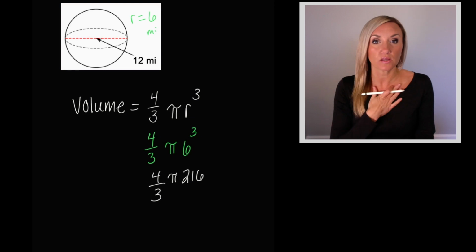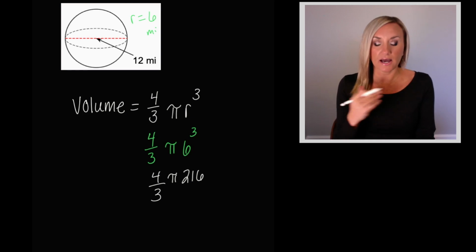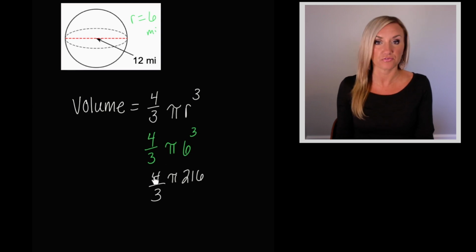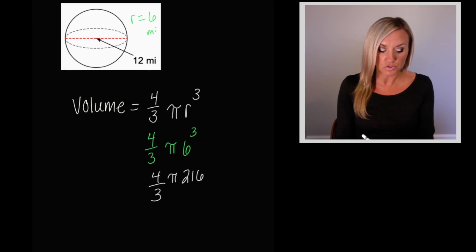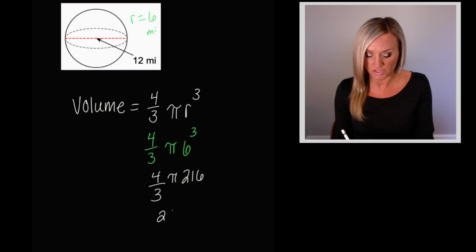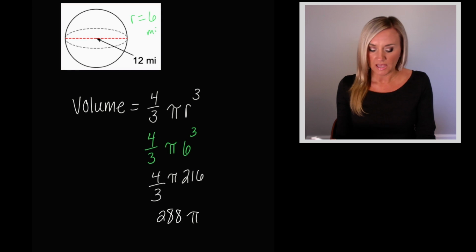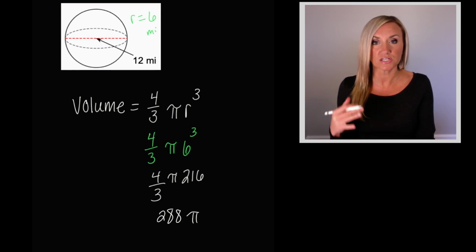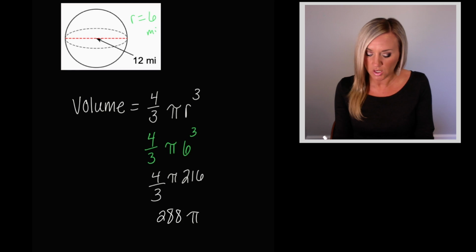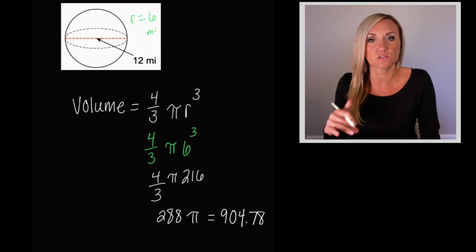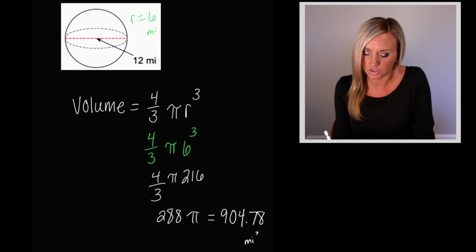So in the calculator, what I'll do is I will take this 216 and I will multiply it by 4, hit enter, and then divide by 3. And when you do that, you will get 288. And we always leave pi at the end. And so now you can calculate 288 times 3.14, which gives you about 904.78. And because this is volume, it is miles cubed.